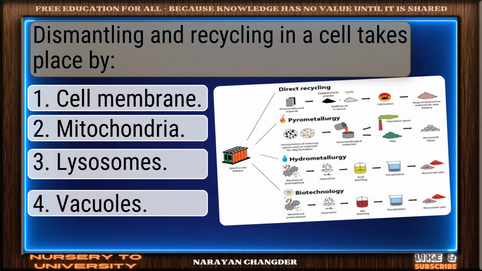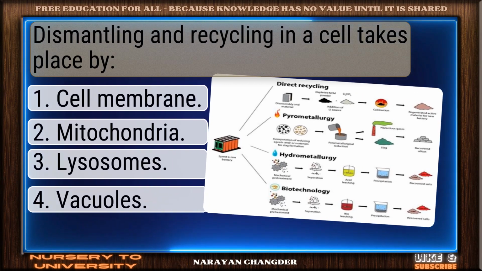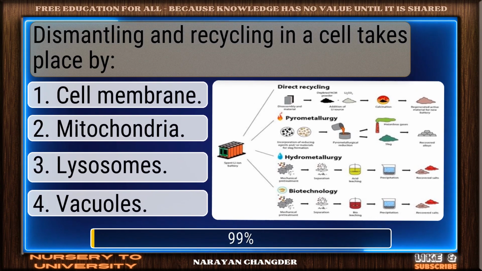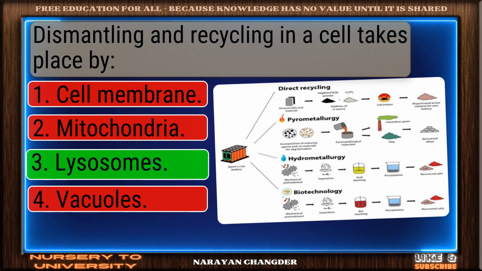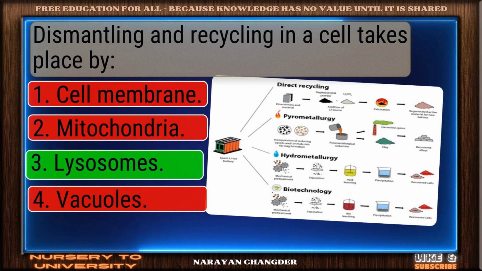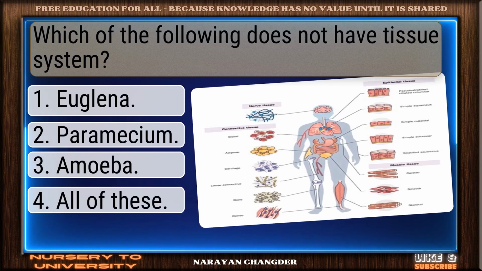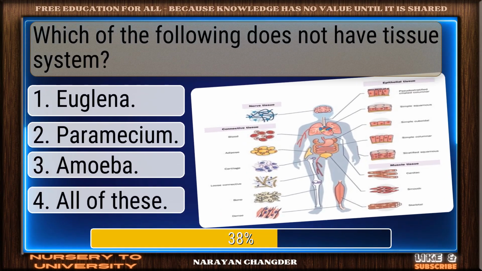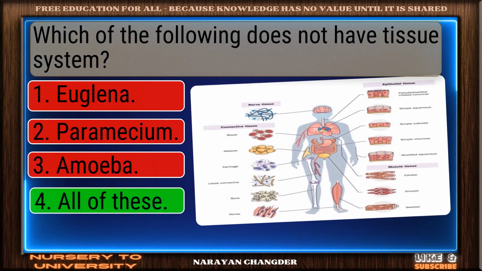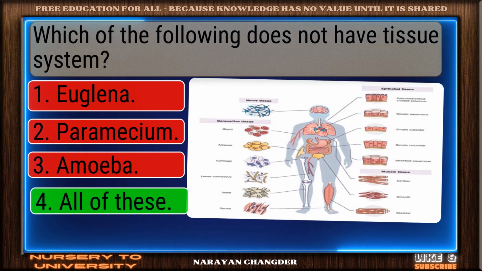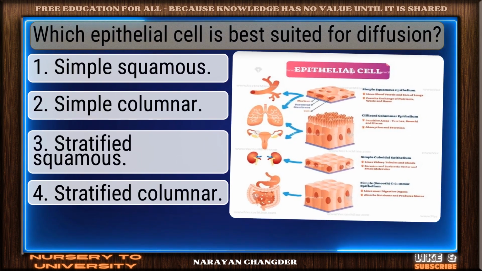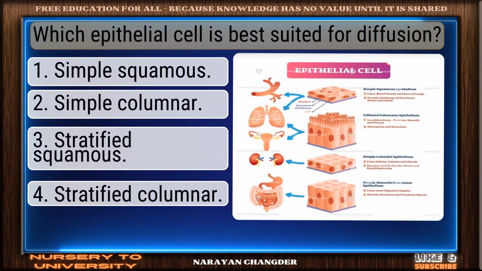Question number 65. Dismantling and recycling in a cell takes place by. Nice work. You chose lysosomes and it is correct. Question number 66. Which of the following does not have tissue system? Correct. All of these is the right answer. Question number 67. Which epithelial cell is best suited for diffusion?